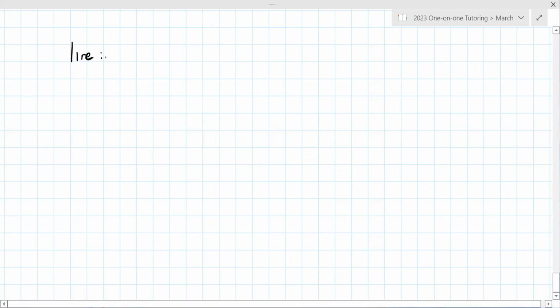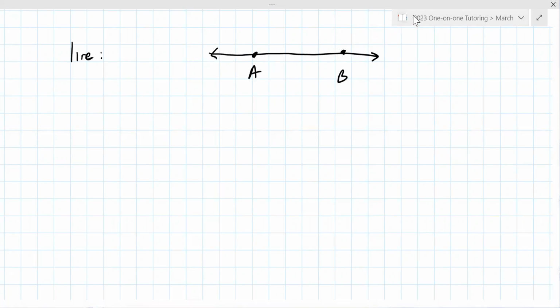Did you guys talk about the difference between a line, a line segment, and a ray? Yeah. Okay, so let's review. A line has arrows on both ends. Do you see how there are arrows on both ends here? Yeah. Okay.